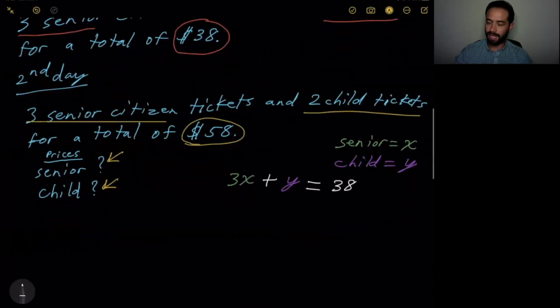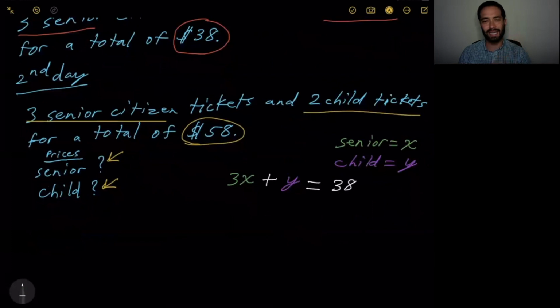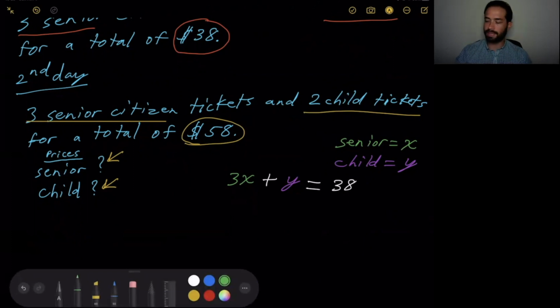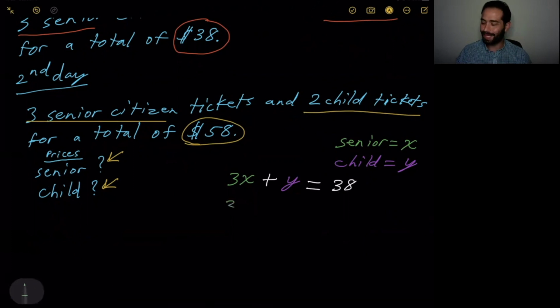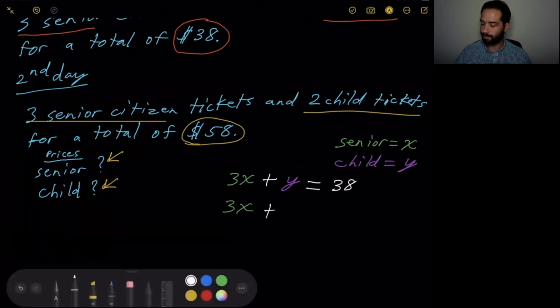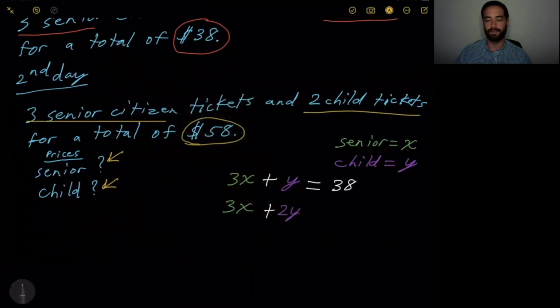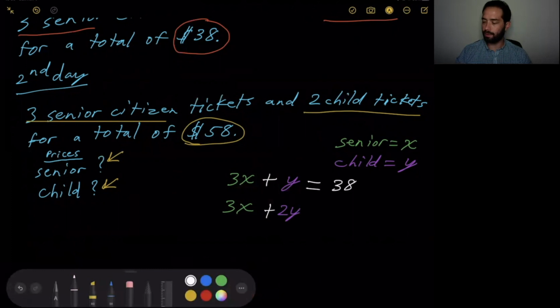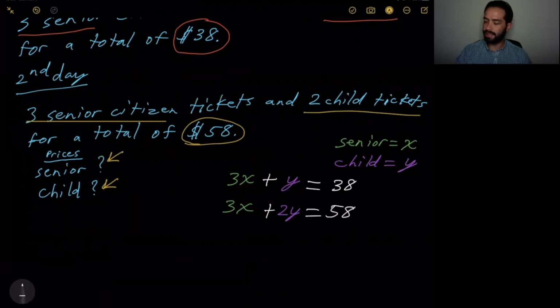All right, now we've got our second day and our second equation coming up. Here we go. So second day, we sold, you know, we're all at the same high school, 3 senior citizen tickets. Again, but this time we've got 2 child tickets. So that would be 2 times Y. Okay, equals our total, which is $58.